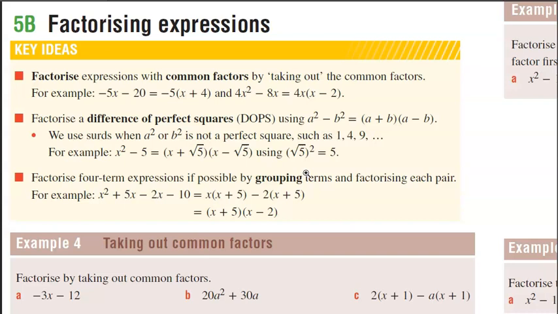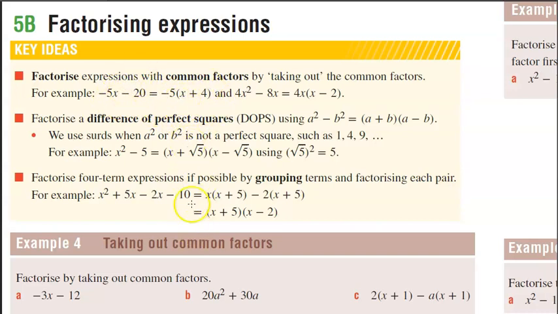Okay, for now, let's look at the key ideas right here. We've got factorizing expressions. To factorize expressions with common factors, you're taking out what's called the common factor. You're just going to take it out. So it's kind of the reverse of expanding. You're looking for something in common between the terms, and taking that out as what's called a common factor. So in this example here, we have minus 5x minus 20 is equal to minus 5, bracket, x plus 4, close bracket. This negative 5 is considered a common factor, and what we're left with is the x plus 4 that's within the bracket. So when you expand this out again, this becomes minus 5 times x, which is minus 5x, and minus 5 times positive 4, which is minus 20.